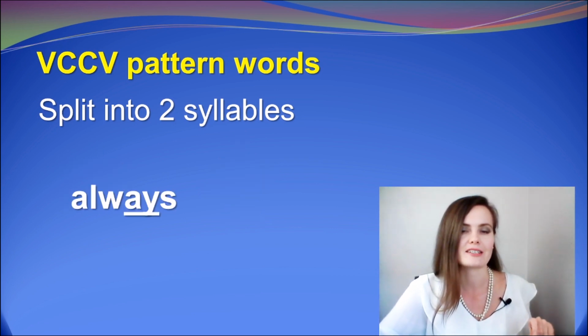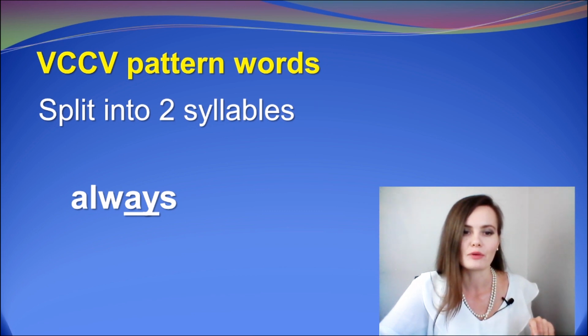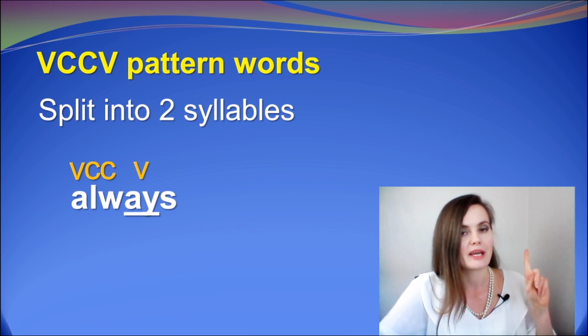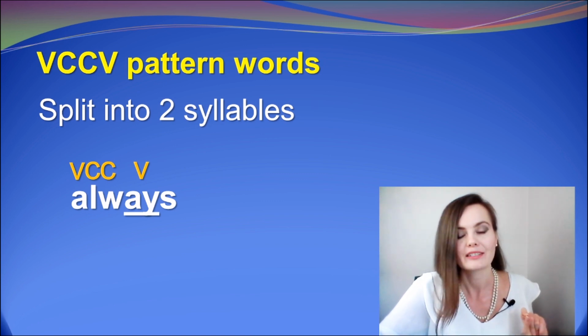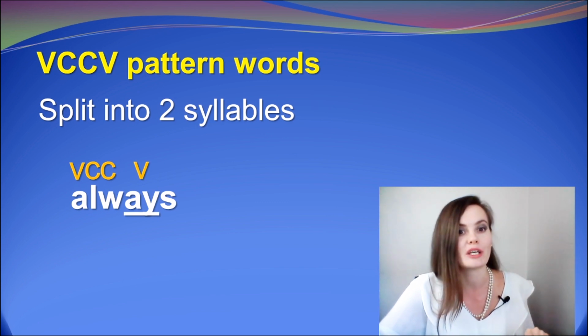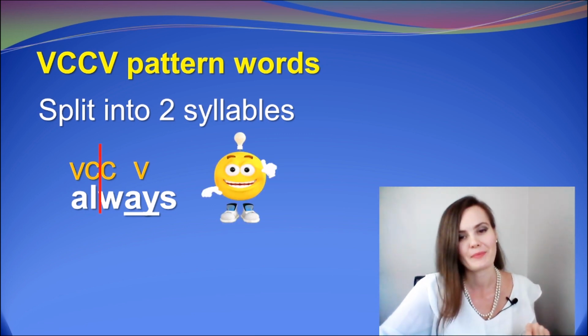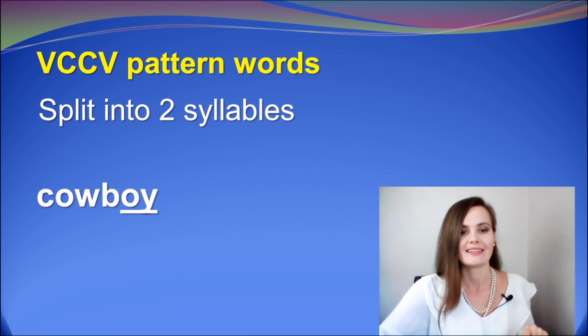Okay. Next word. Let's see if you can split it. What is the first vowel in this word? A. Then we have L, consonant, W, consonant, and then we have the sound A. Two letters, A and Y, make one sound, A, right? So let's split it between the consonants. And we get always, always. Got it?